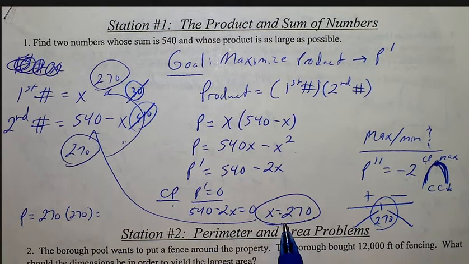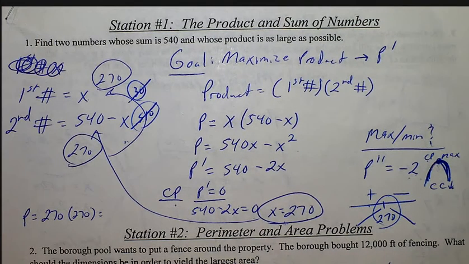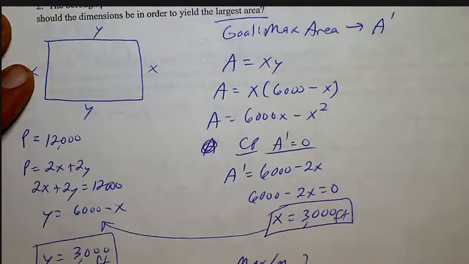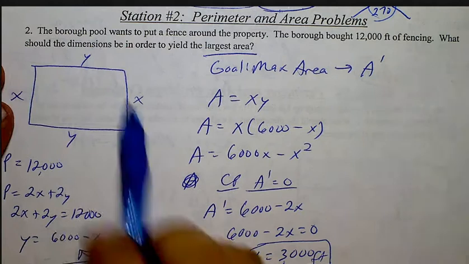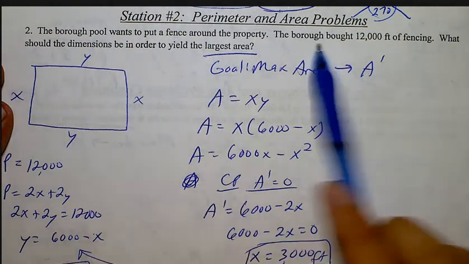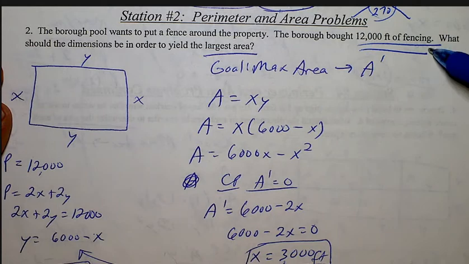Okay, the second type of problem: area and perimeter. A girl wants to fence around a property. You have this much fencing. So you have to think, what are you given? Are you given the perimeter or are you given the area? If you have this much total fencing, you're given the perimeter: 12,000 feet of fencing. What should the dimensions be in order to yield the largest area?